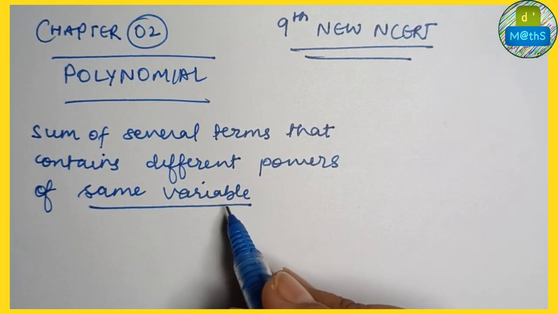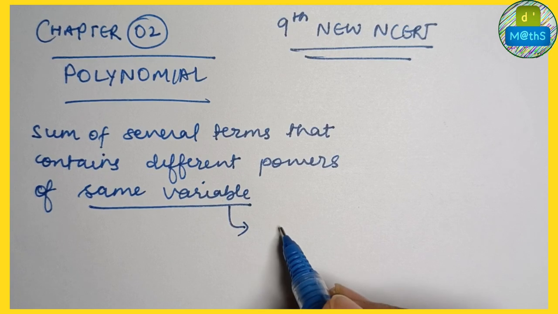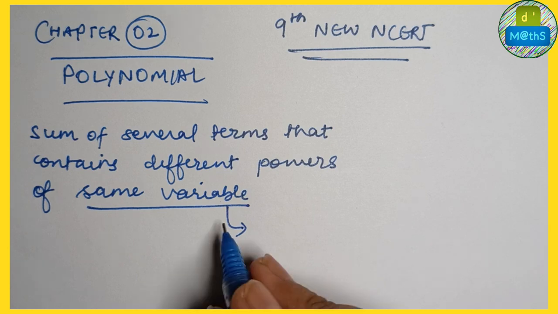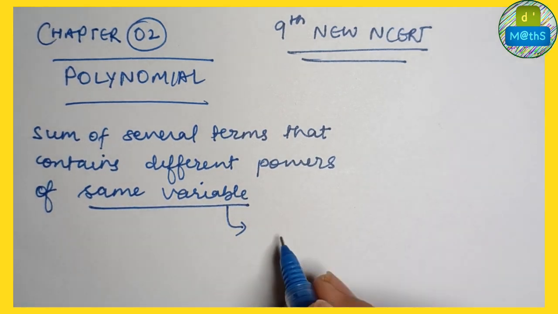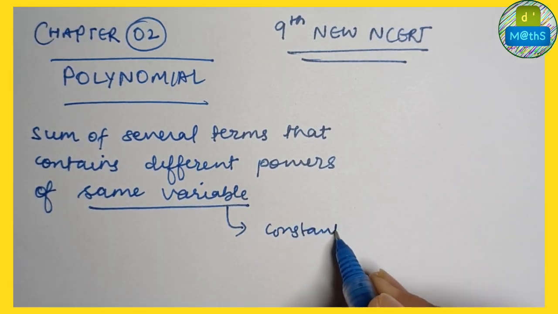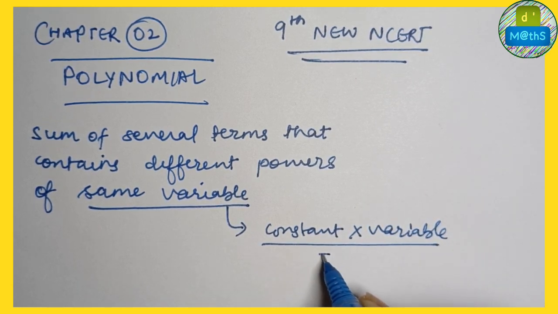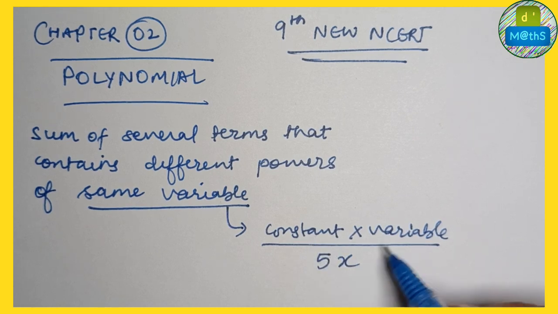So what is the meaning of this variable? Friends, a variable is a kind of changing expression that changes as per the question. In an equation, you will find a constant multiplied into variables. Suppose given is 5x. So 5x is what? 5 is the constant and x is the variable.